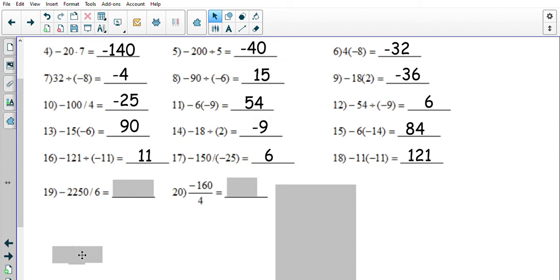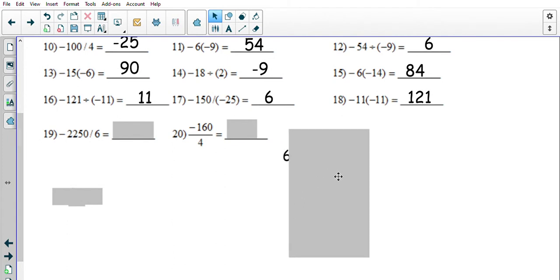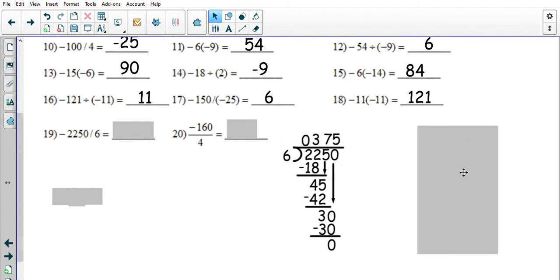Number 19 is the one that I did show work off to the side for. Negative 2,250 divided by 6. I know my answer is going to be negative. You can see my work. I didn't know this one off the top of my head. 6 goes into 2 0 times. I like to put a 0. Some students put an X. That's fine. Just make sure you don't put anything above this first 2.